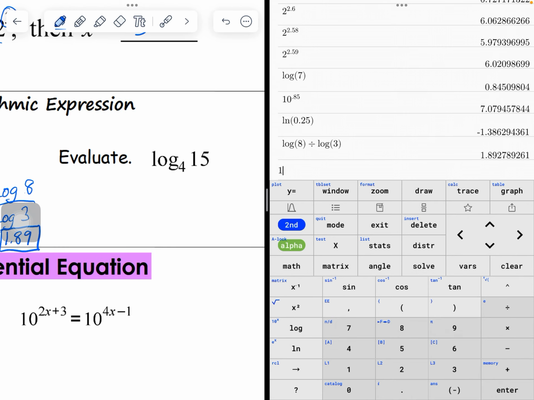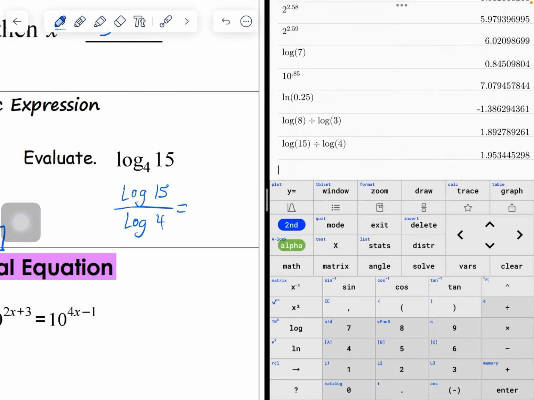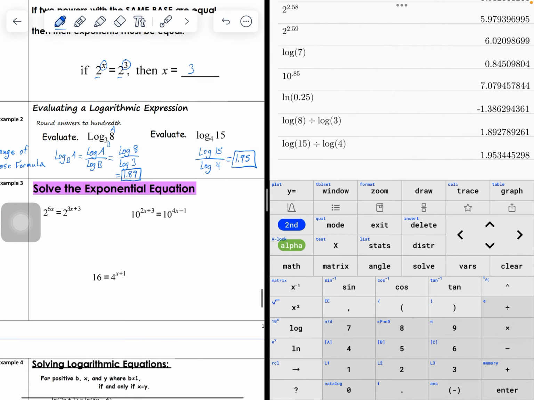Same thing over here, log base 4 of 15, we can rewrite that as the log of 15 divided by the log of 4. And it comes out really close to 2, which makes sense because we know that 4 squared is 16. So if we're trying to go from 4 to 15, it's got to be slightly smaller than 2. So then our answer would be 1.95 here. But it's pretty efficient with the calculator.